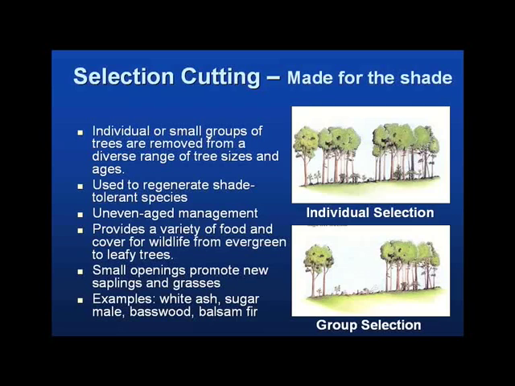Each year you might harvest a few trees, whether you're doing this for firewood or so on. This can provide a variety of food and cover for wildlife, and these small openings, like if you look at the graphic on the bottom under group selection, those small openings will promote new saplings and grasses. As the sunlight hits that forest floor, you'll get raspberries and other brambles that will come in and provide food and cover and an understory for wildlife. Example tree species in this case would be some of the ash, sugar maple, basswood, balsam fir.